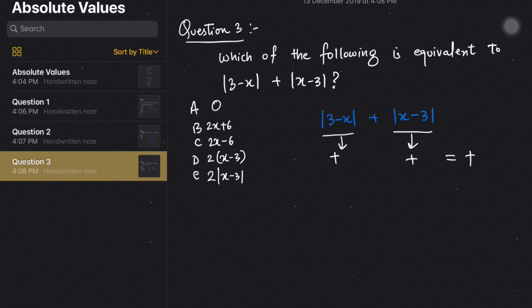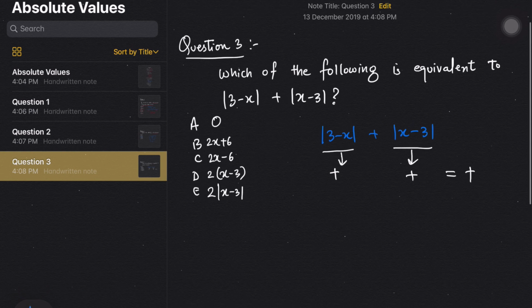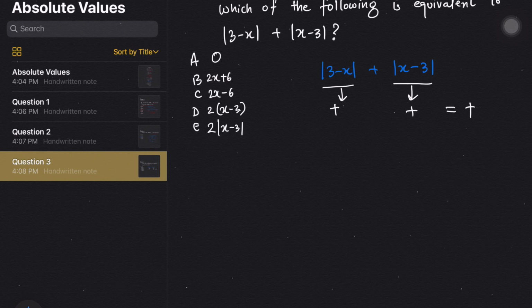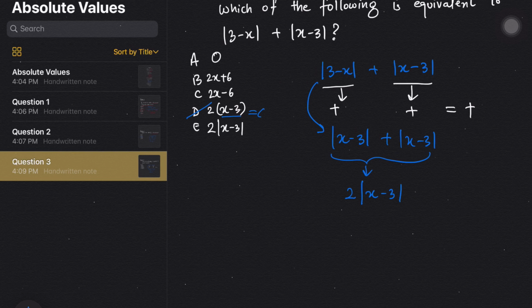But now let us see how to do it using the rules that we have learned. I know that 3 minus x can be written as x minus 3. Remember, as long as you are changing all the signs inside the absolute value, it stays the same result. Plus the other thing is already x minus 3. So this gets us to believe that the result will be twice of x minus 3. There is twice of x minus 3 if you see. So D can't be the answer because this can still get you a negative value, but this here will be the answer.